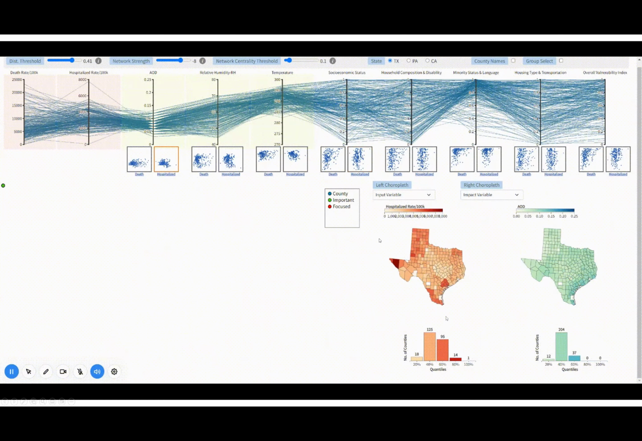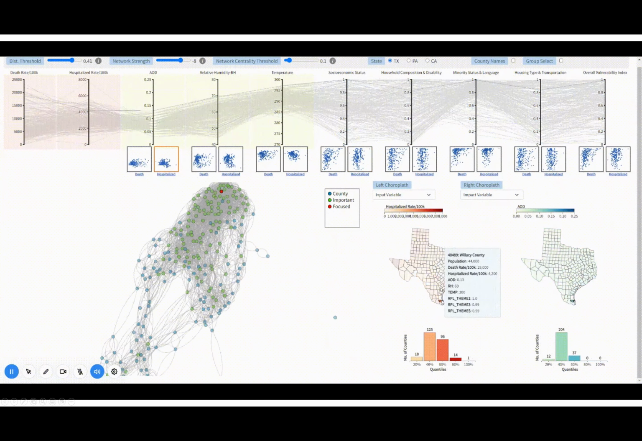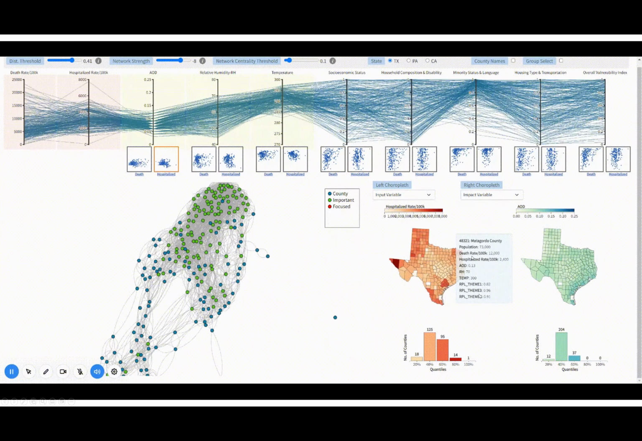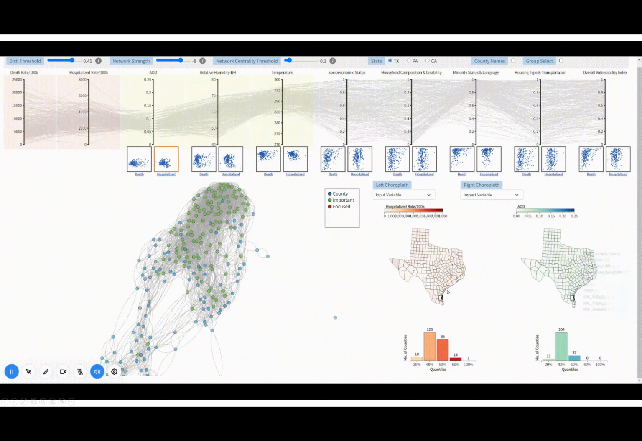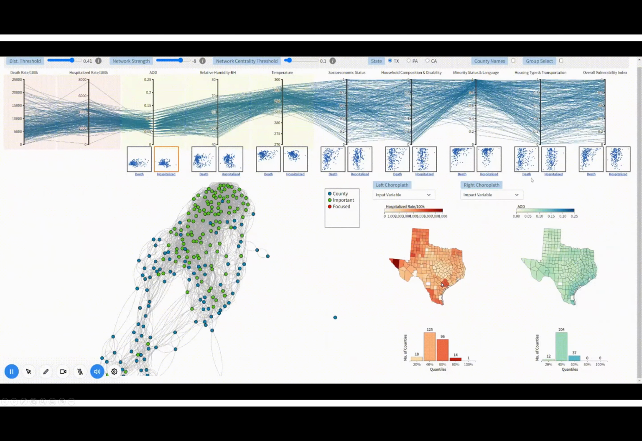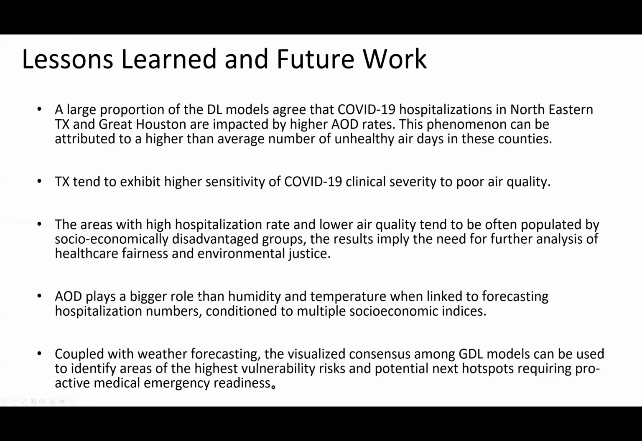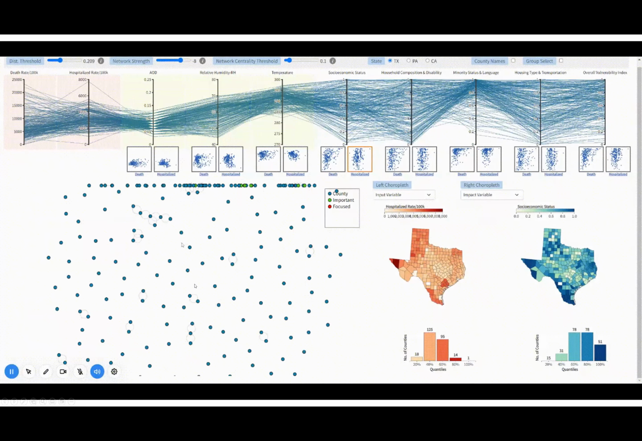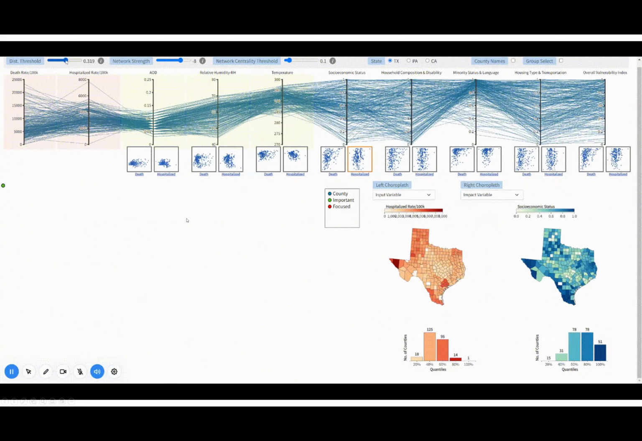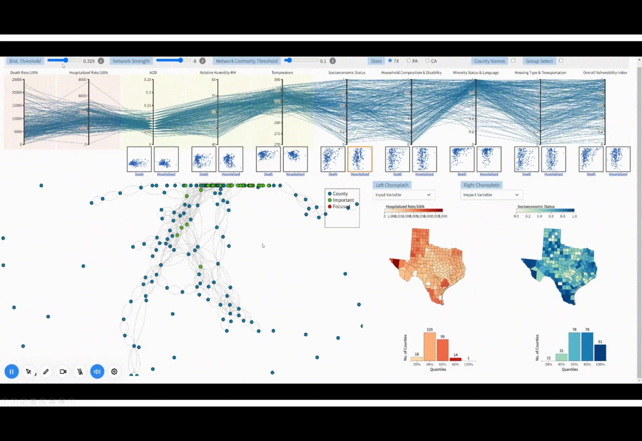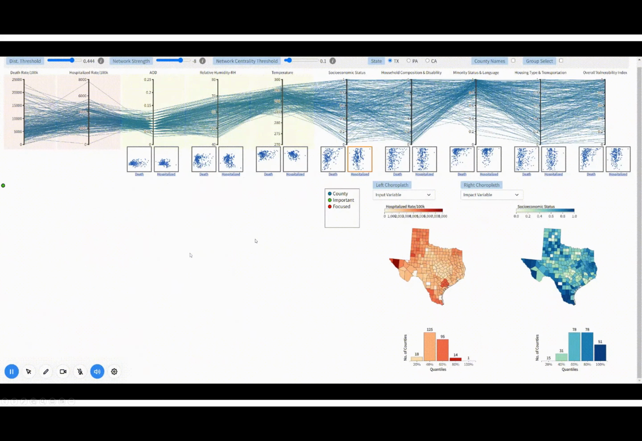And if we look at the AOD values here, we can also see that in Houston and in Northeast Texas, those areas with higher hospitalization rate are the areas with high AOD. So with these tools, we can explore in many other ways with this visualization system, and we may get more inspiration about how the environmental variables can influence the COVID-19 spread.